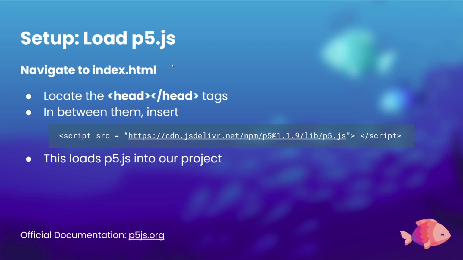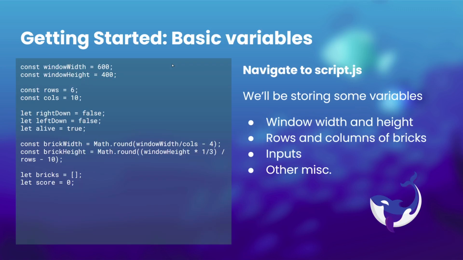So next, we're going to go straight into setting up some basic variables. So let's navigate to our script.js file, and inside we want to paste in these lines of code. Preferably type it if you have time, but pasting it in is pretty easy and it makes things a lot quicker. So if you're struggling to keep up, we'll be pasting this in. These lines of code set up some of our variables. Window width and window height is the size of the canvas that we'll be displaying to the screen today. And the rows and the columns are going to be how many bricks we have. So we'll have 6 rows of bricks, and each row is 10 columns wide.